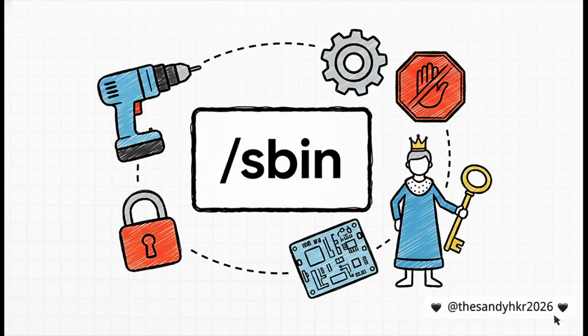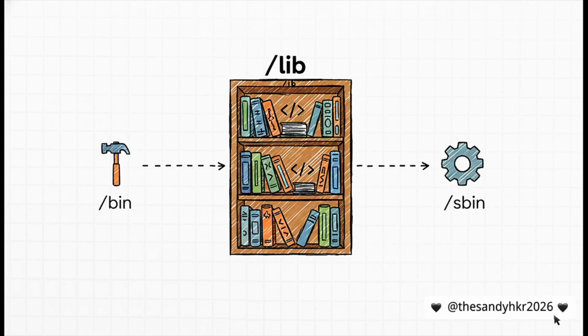Now, right next door, you've got /sbin. This is the restricted workshop. It's also full of tools, but these are the powerful, heavy-duty ones meant only for the system administrator. We're talking commands for shutting down the system or setting up the network. That S in sbin stands for system, and these tools are kept under lock and key for a very good reason.